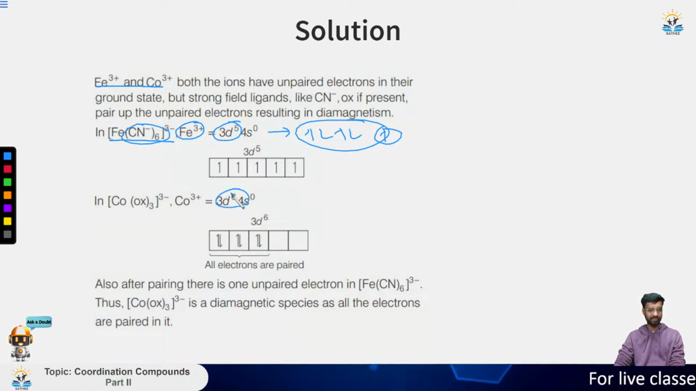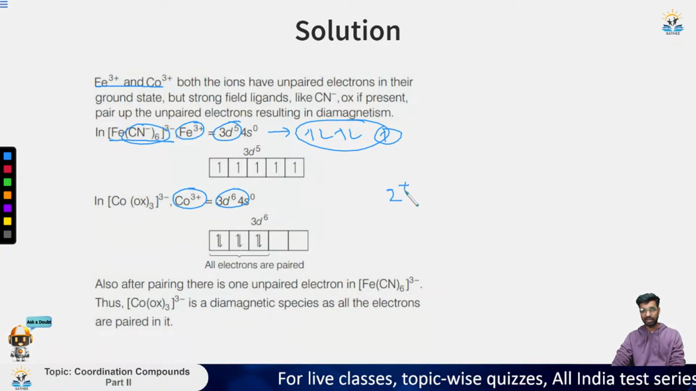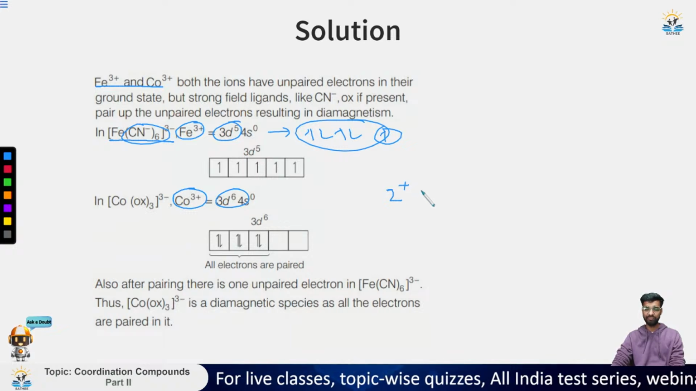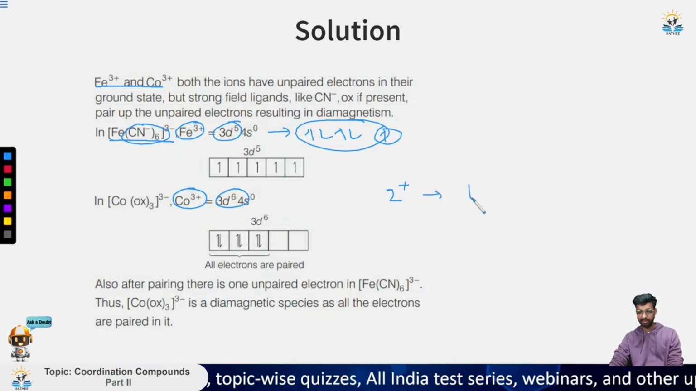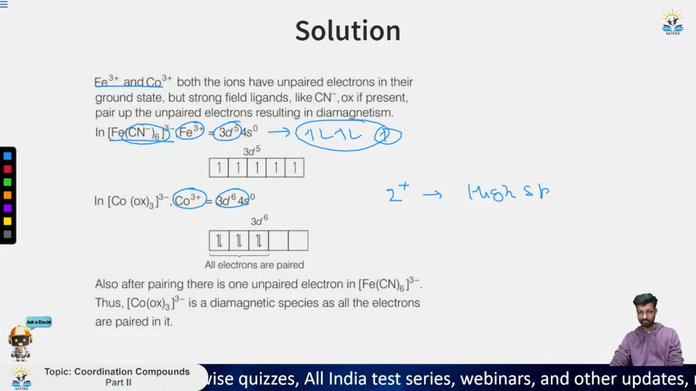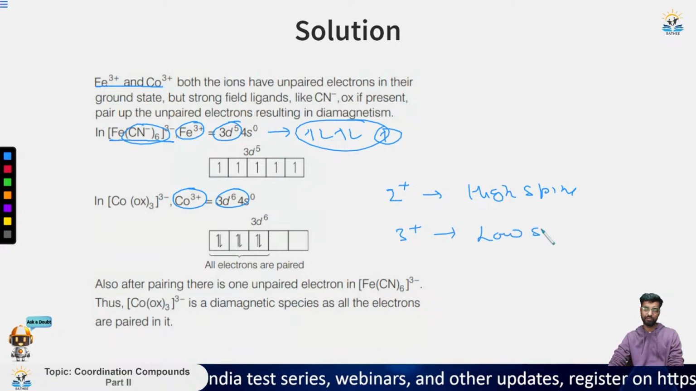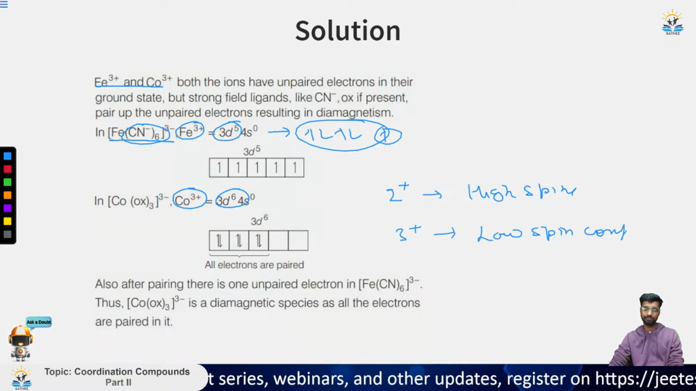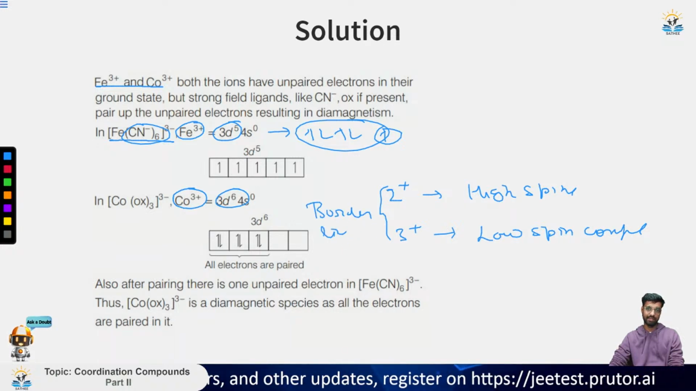Now moving to d6, it can be paired, and of course it is paired because C2O4 2- is a strong ligand. Sorry, it is a borderline ligand. So now it will depend upon the charge on the metal ion. Generally for borderline ligands, if we have a charge of 2+, then it will form a high spin complex. And if we have a charge of 3+, then we will form a low spin complex. So this is for the borderline ligands.